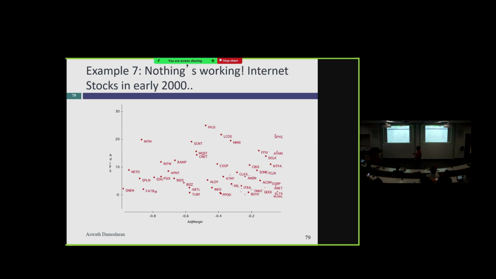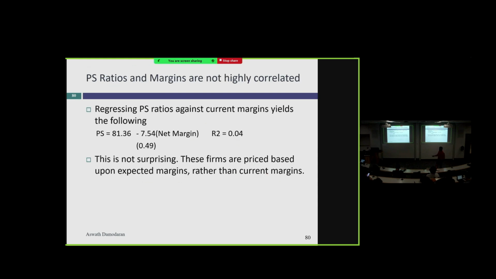And there's the scatter plot. Let's suppose, forget about statistics, I ask you to draw a best fit line through this. This looks like a shotgun blast, right? You know exactly what kind of R squared you're going to get if I run a regression of price to sales against net margins. What kind of R squared do you think you're going to get? 0. And that's exactly what the statistics package told me. What the hell are you doing running this regression in the first place? Your R squared is 4%.